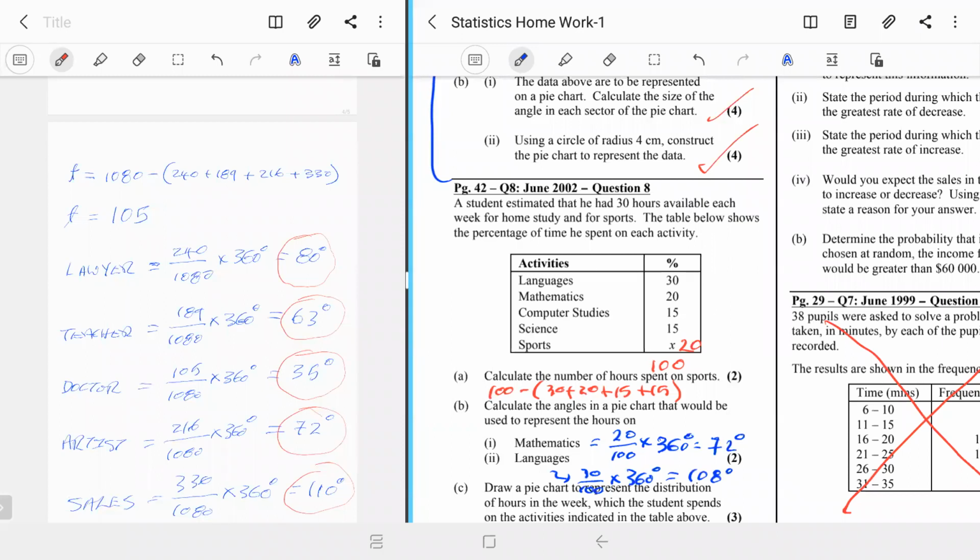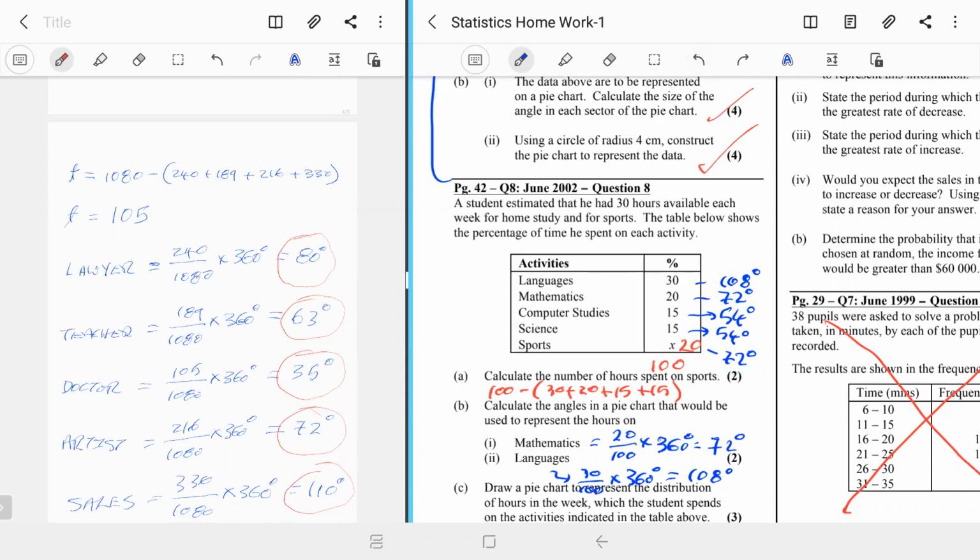And simply put, if 30% is 108, it means that 15% is half as much, which is 54. So 15% would be equal to 54 degrees, and this will also be 54 degrees. The 20% down here is the same as the one up there, so this also will be 72 degrees. And remember, this is 108 degrees. If you add up all of these, you're going to get 360.